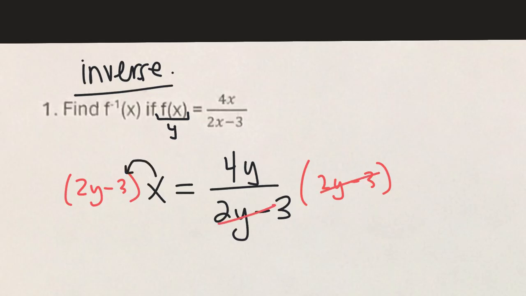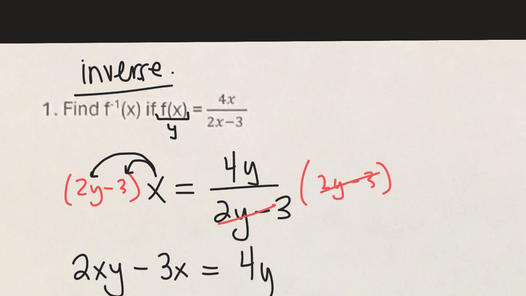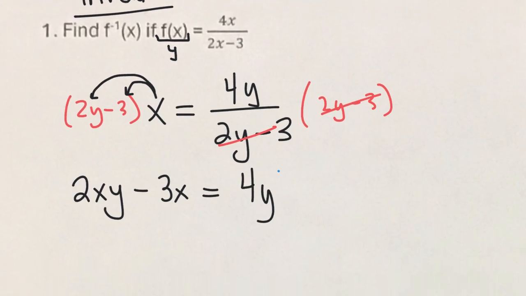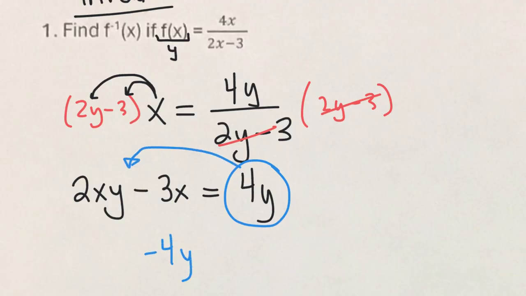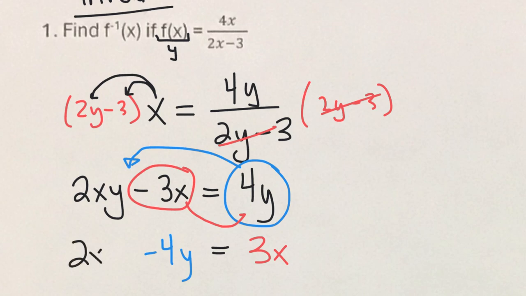And on the left side, I'm going to now distribute. So 2x times y minus 3 times x equals 4y. And I notice there are 2 y's in my equation, and they're not together. So my next job is to get the y's on the same side. So I'm going to subtract 4y to the left, and at the same time, I'm going to move my 3x over here. So I'm going to add 3x to the right side. So my equation now looks like this. 2 times x times y, or 2xy, minus 4y equals 3x.